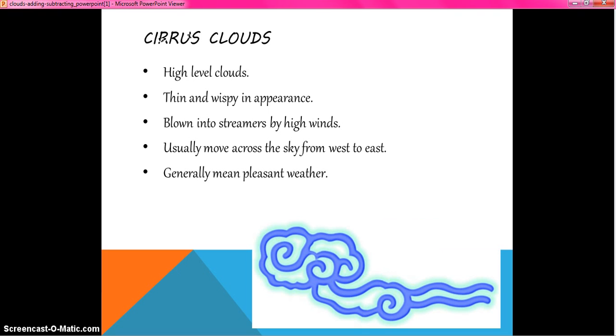Cirrus clouds are high-level clouds that are thin and wispy in appearance. Sometimes they look like little pieces of cotton candy floating in the sky. They are blown into streams by high winds in the air and usually are moving from east to west. Cirrus clouds generally appear in good and pleasant weather.